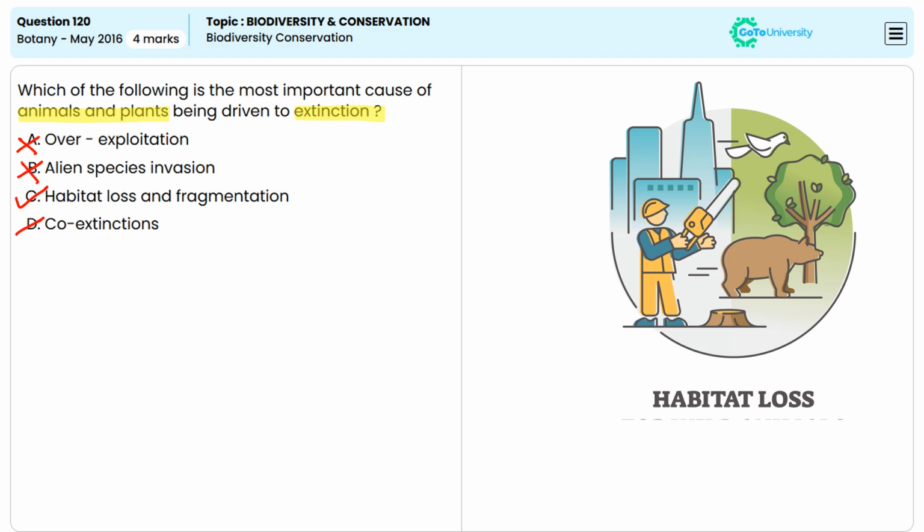Option D, co-extinctions. This occurs when the extinction of one species leads to the extinction of another dependent on it, but it is often a consequence of habitat loss or other factors. So option D is also incorrect. The answer is option C, habitat loss and fragmentation.